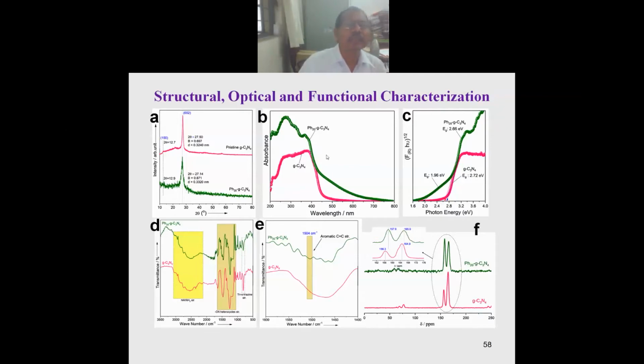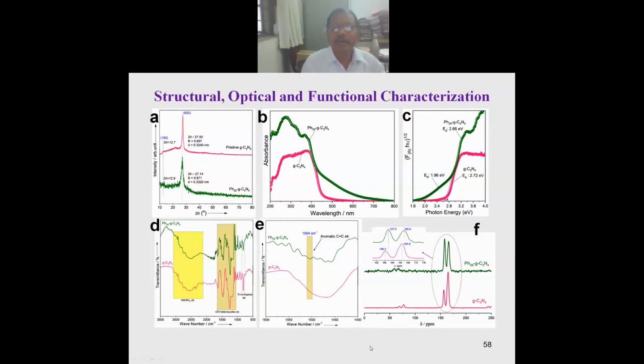This is the UV-DRS, which shows more visible light absorption for phenyl grafted g-C3N4 compared to the pristine g-C3N4. And this is again a Kubelka-Munk plot, which gives the band gap of 1.96 electron volt for phenyl grafted g-C3N4 compared to the g-C3N4. This is the IR spectra, which shows the CH, CN and C=N stretching in both the samples. And this is the solid state NMR spectra of the g-C3N4 and the phenyl grafted g-C3N4.